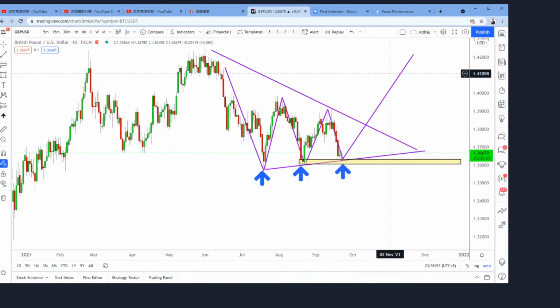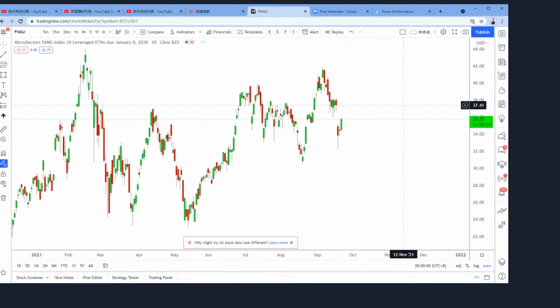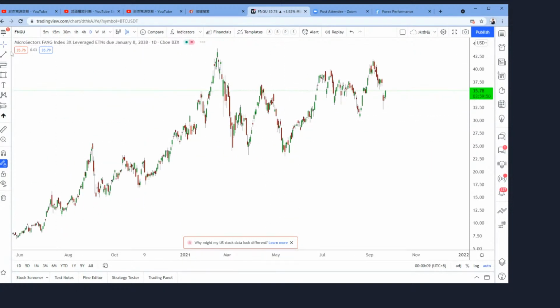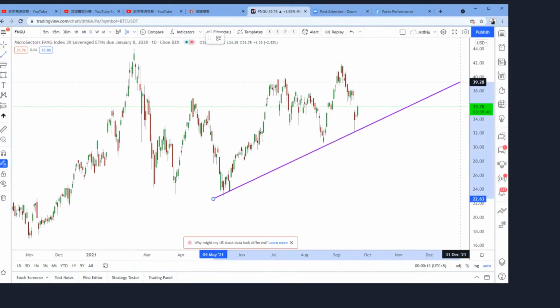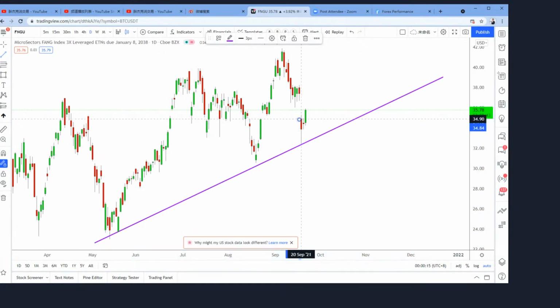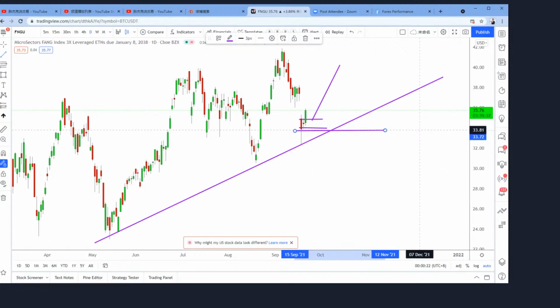So gold is ready to start if 1.36 holds. Good. FNGU, this one is good. A MicroSectors FANG index three-times leveraged ETN. This one's still okay. Trend line, inside bar, breaks up, go for it. Stop loss at 33.7. It may rally back to 40.